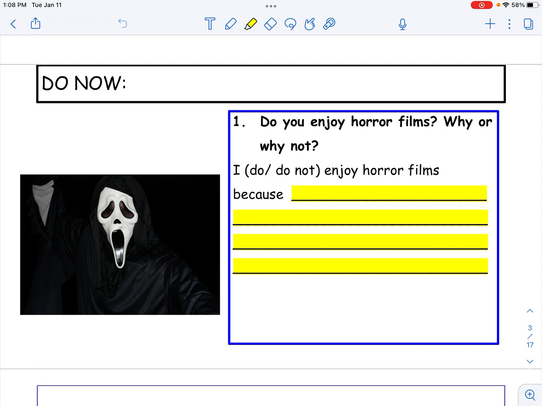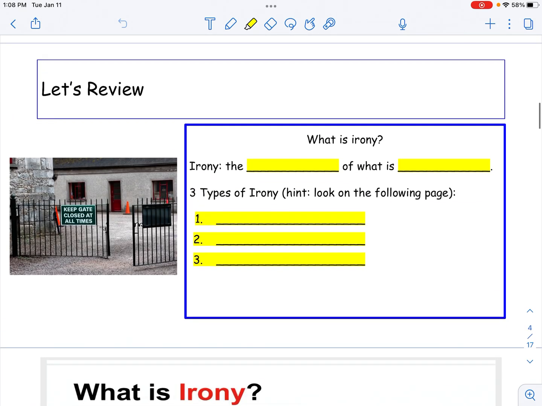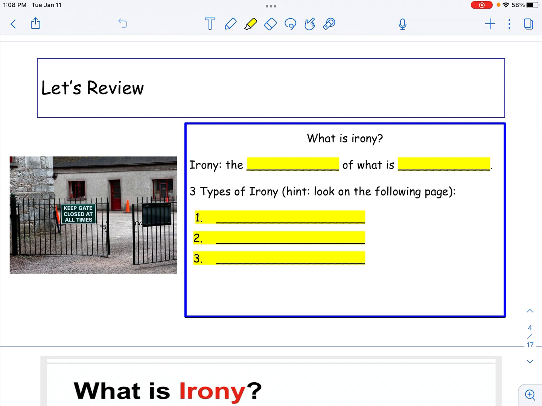Now at this time, what I'd like you to do is pause the video and write your response because I have to keep these videos short in order for them to upload. At any time, if I'm going too fast for you, just pause and do what you need to do. After you do your do now, you're going to go to the let's review section.